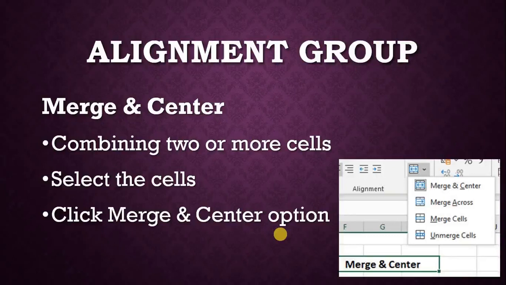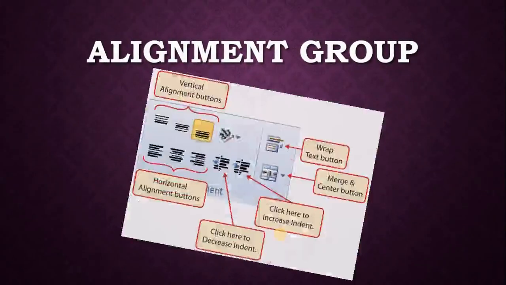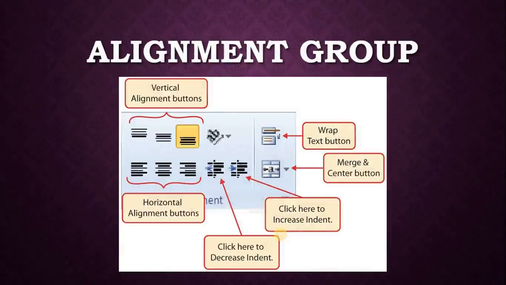Come on, let's see a small recap of the options in the alignment group. They are vertical alignment buttons, horizontal alignment buttons, decrease indent and increase indent, merge and center button, wrap text option, and finally the text orientation button.